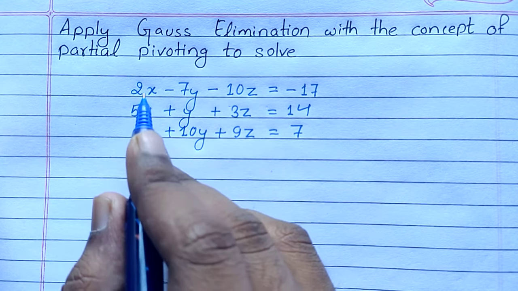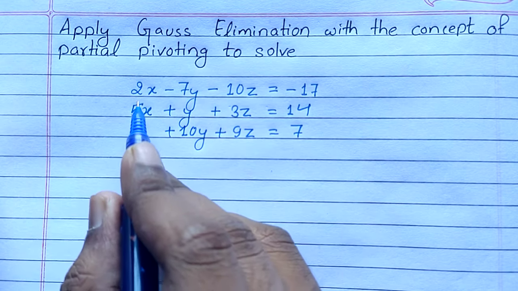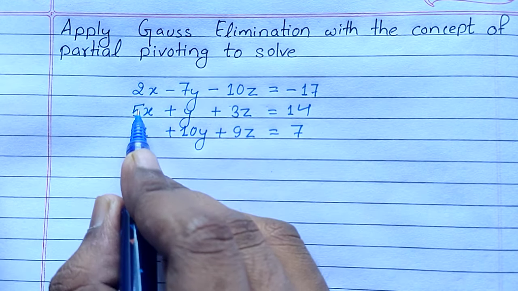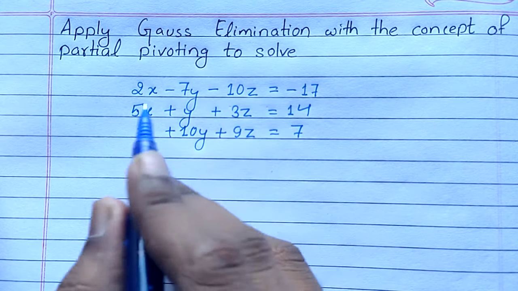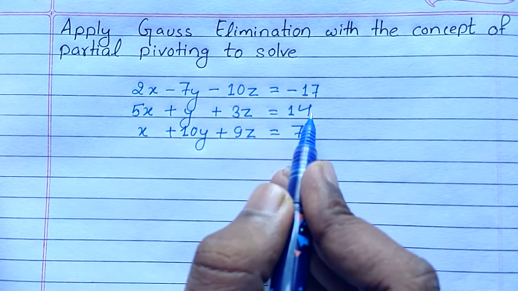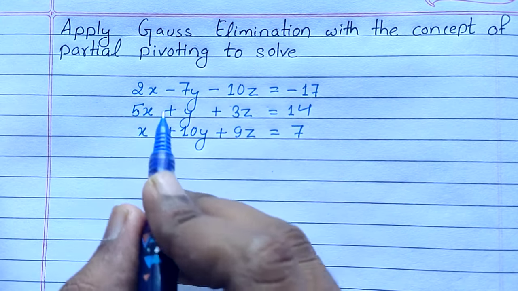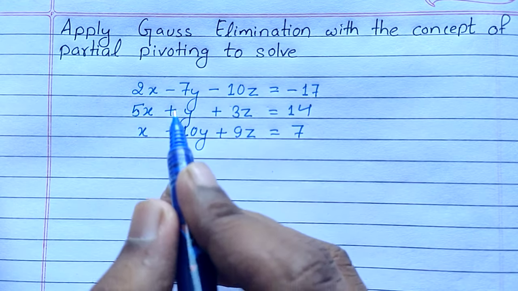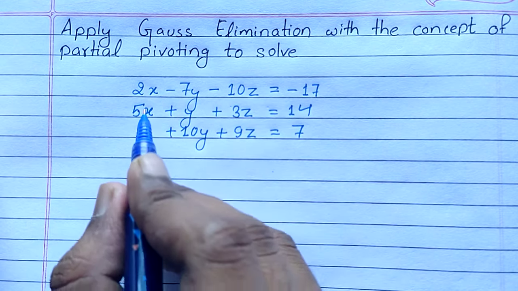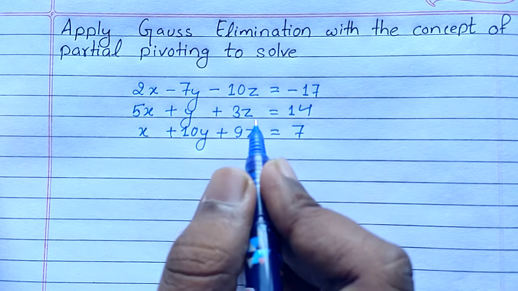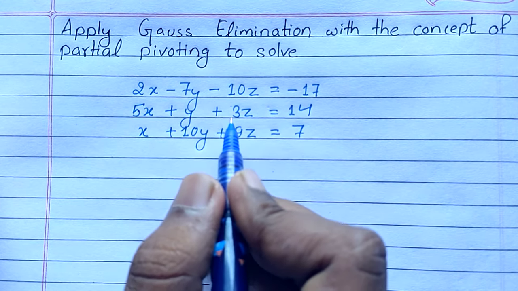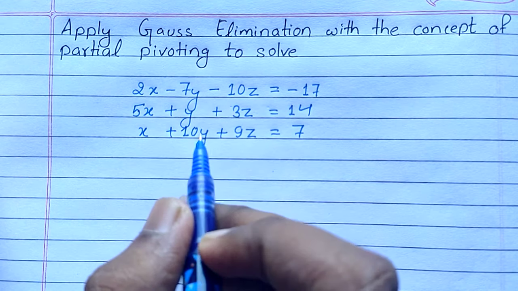Students, as you can see, in the given system of equations, the highest coefficient of x is 5. So, our first pivot is going to be 5, and the first pivotal equation is going to be this equation. So, we have to interchange this equation with the other equations so that we can eliminate the variable x from the remaining equations using our first pivotal equation. This step which I mentioned right now is known as the Gauss elimination method by partial pivoting. So now let's see the solution of this equation.